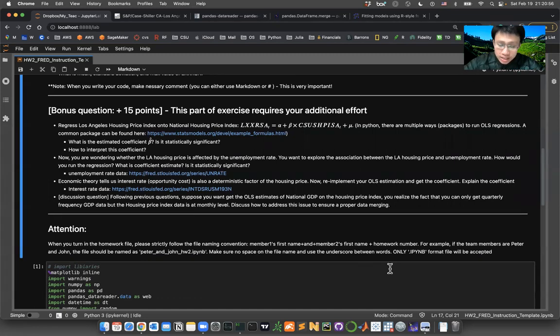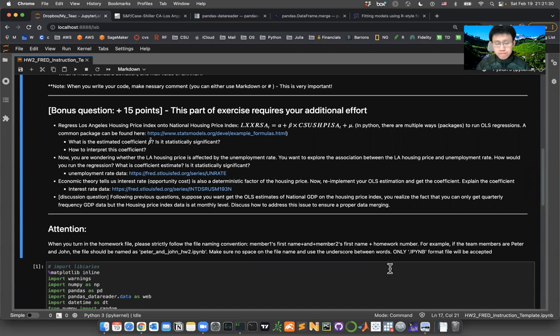And you realize that you can only get quarterly frequency GDP data, because that's the survey results from the Federal Reserve, right? So you only have the GDP data at quarterly frequency, whereas the housing price data you get is on the monthly level. So on one hand you have monthly frequency, on the other hand you have quarterly frequency.